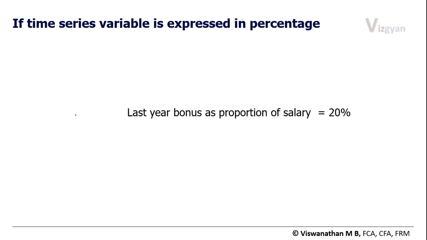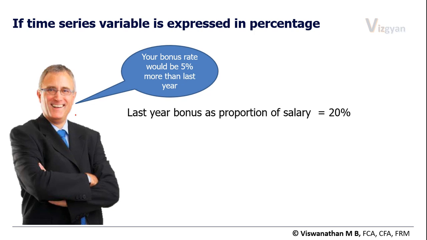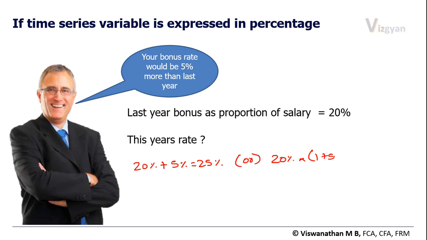But there is one exception to the rule though, and that is when your time series variable is expressed in percentage. Let's say last year you got 20% of your salary as bonus. And this year in your corporate town hall, your CEO tells you that the rate of bonus will be 5% more than last year. So question is, what is your rate of bonus this year? Is it going to be 20% plus 5%, which is 25%? Or is it going to be 20% into 1 plus 5%, which is 5% of 20%, which equals 21%?